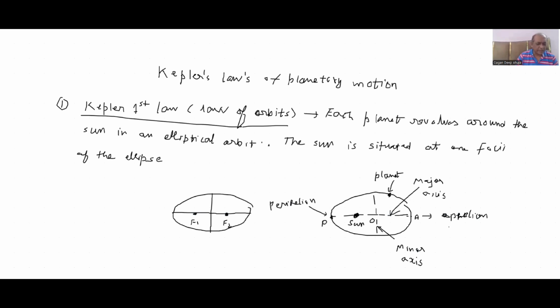So here you can say that this PO, which is equal to OA, is represented by small a. The small a is called the semi-major axis of the ellipse. Okay. So now here we can define the eccentricity of the ellipse. So let us look at the concept of eccentricity.